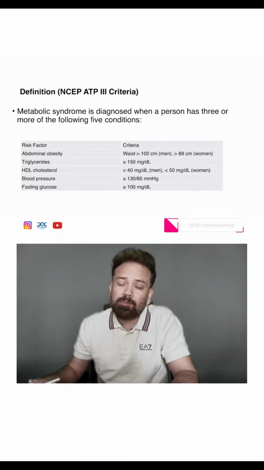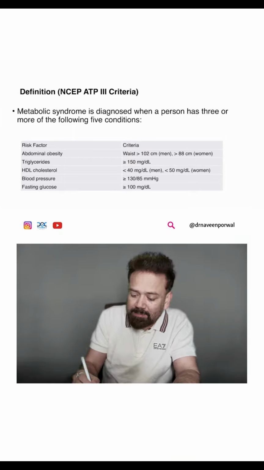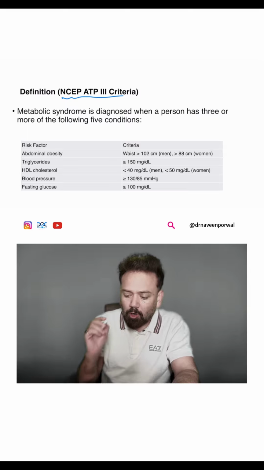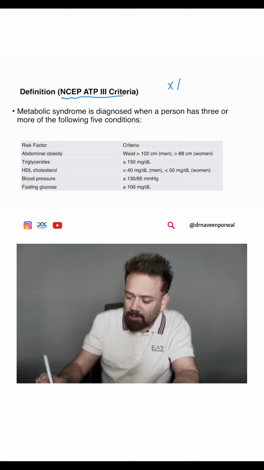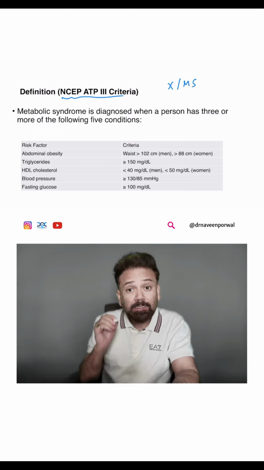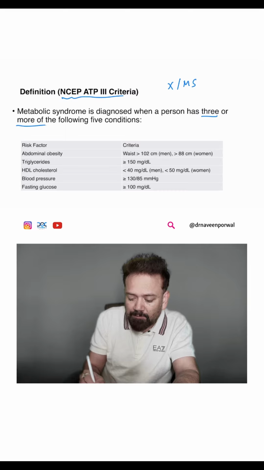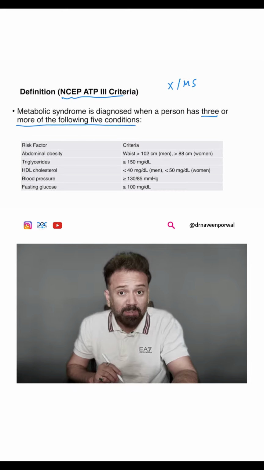What is metabolic syndrome and the criteria? This is a standard criteria, the NCEP ATP 3 criteria, according to the guidelines. Metabolic syndrome, also called syndrome X, is diagnosed when a person has three or more of the following five conditions. So you have to remember this guideline.